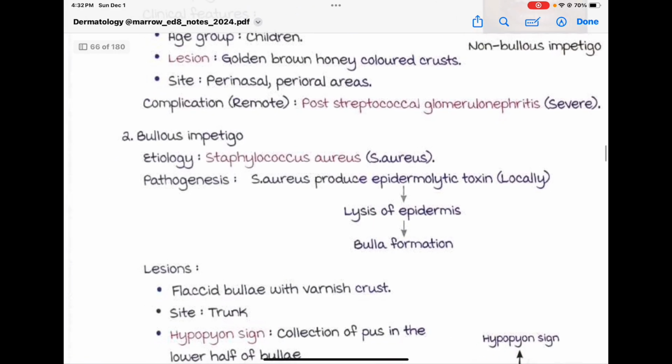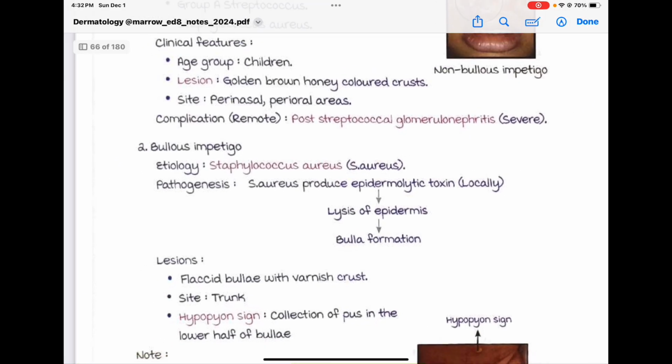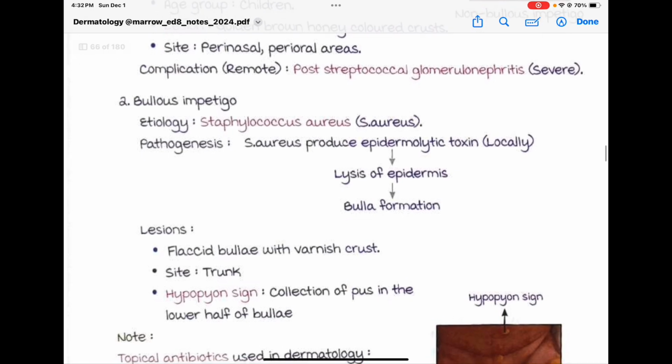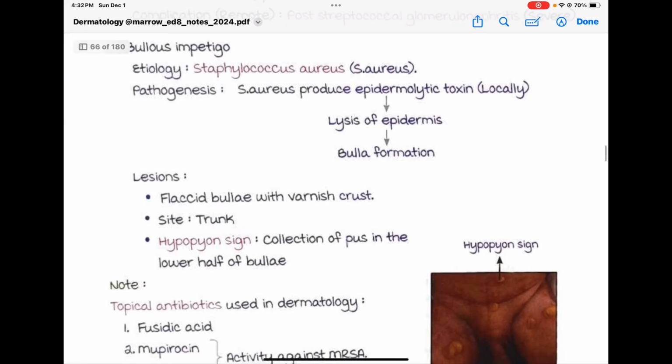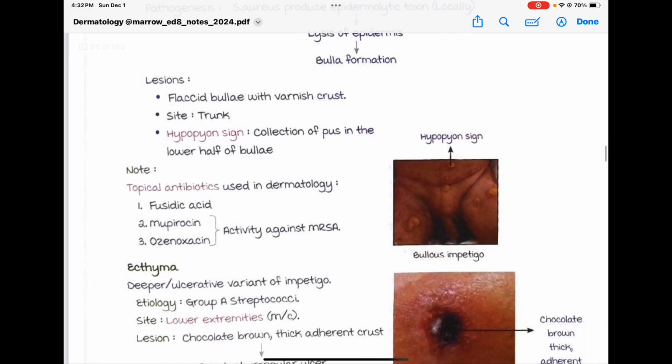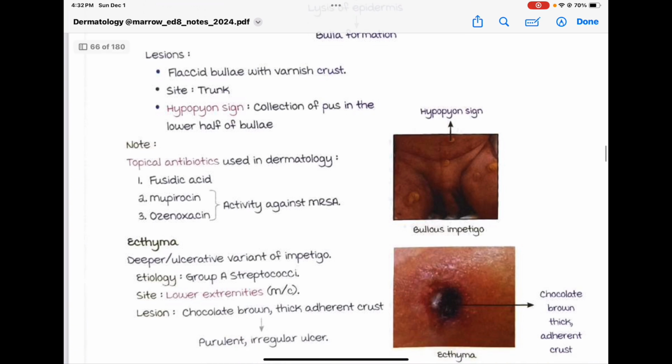Bullous impetigo, etiology Staph aureus. Pathogenesis: Staph aureus produces epidermolytic toxin, causing lysis of the epidermis and bulla formation. Lesions: flaccid bulla with varnish-like crust, on the side of the trunk. Hypopyon sign: collection of pus in the lower half of the bulla.